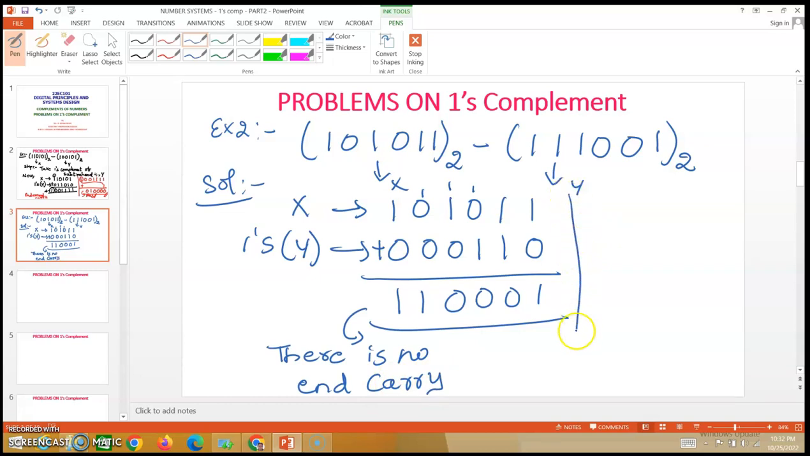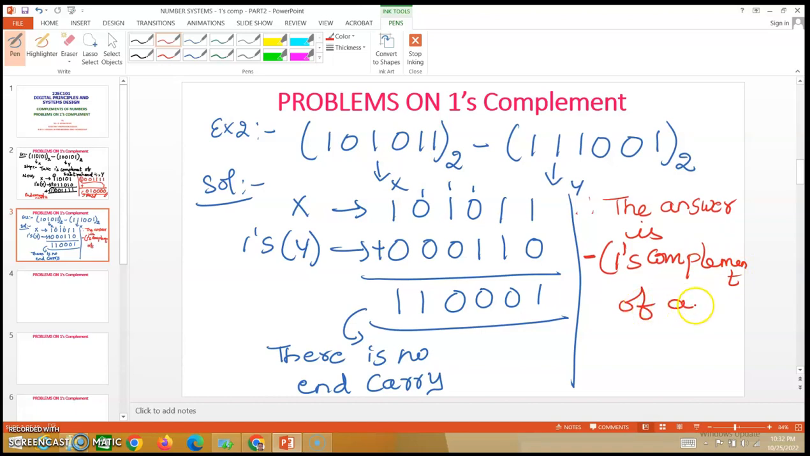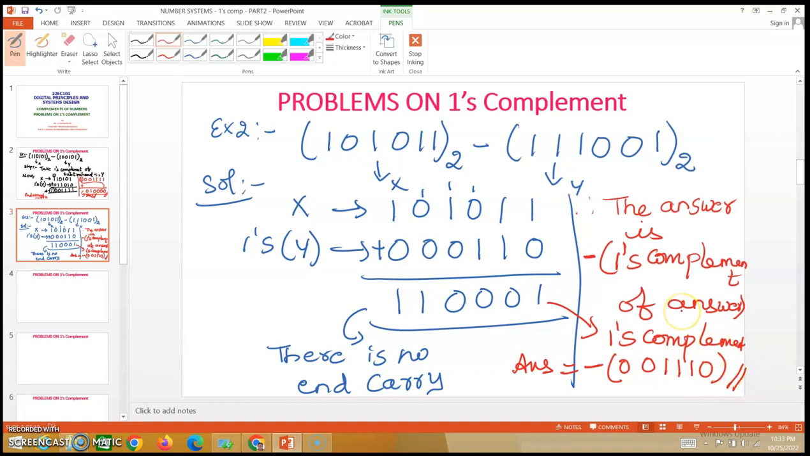If there is no end carry, how do we find the answer? Very simple. The answer is the negative of the 1's complement of the result. So you have to take the 1's complement of this result. The answer is negative, it is actually a negative value. So the 1's complement of this is 0 0 1 1 1 0, and the answer is minus 0 0 1 1 1 0. This is the answer for this type of problem.